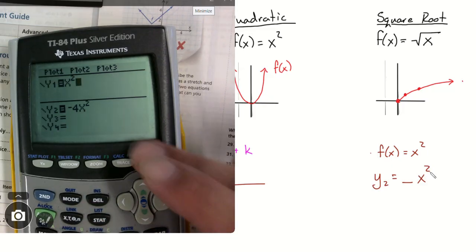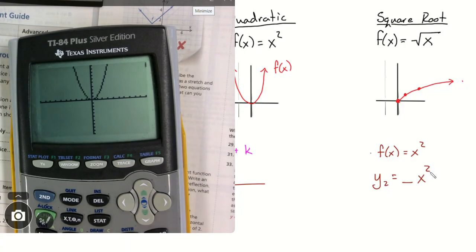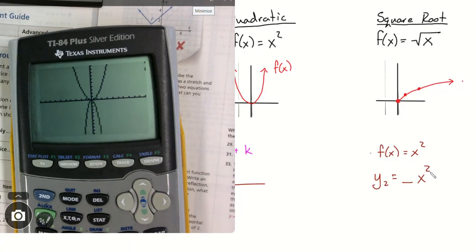If we do a -4, there's my original x squared. What's -4 do? It flipped it. Anything else? It's also got thinner. Okay.